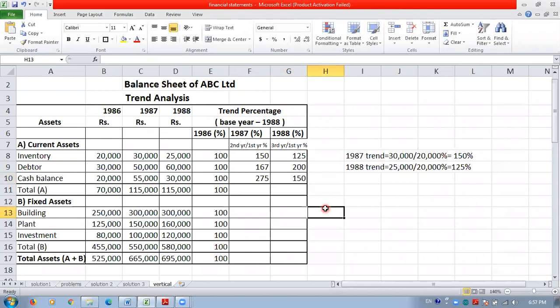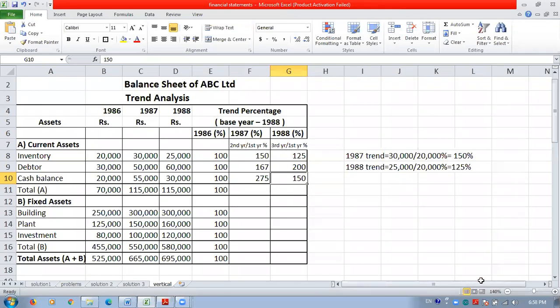Okay, how it is calculated? This one is 55,000 divided by 20,000 percentage, and in case of this, 30,000 divided by 20,000, again the 86 figure is there for a base. 30,000 divided by 20,000 percentage. So 150 is the percentage.